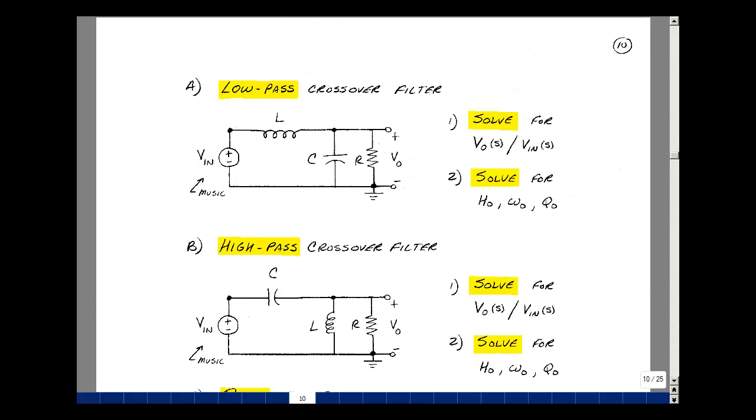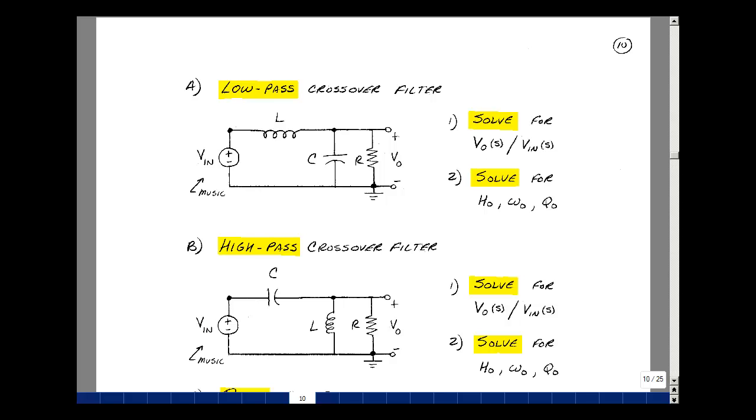The filters that are used to separate this audio band, the frequencies, are called crossover filters. I'd like you to use the following circuit for the low-pass crossover filter using an L and a C, and the R will be our speaker, or an approximation to it. Now, to be able to design the circuit to pick the L and C, we'll need to solve for Vout(s) over Vin(s), and then use that to solve for H0, omega naught, and Q naught. For the high-pass crossover filter, I'd like you to use this circuit where we're going to interchange the L and the C, and again, need to solve for Vout over Vin of s, and then use that to find H0, omega naught, and Q naught.